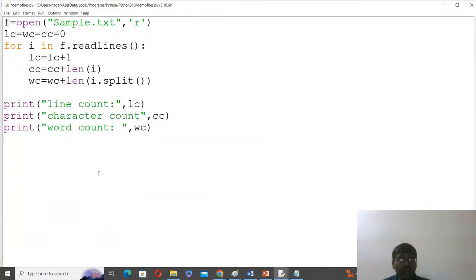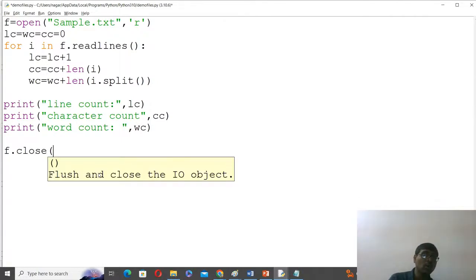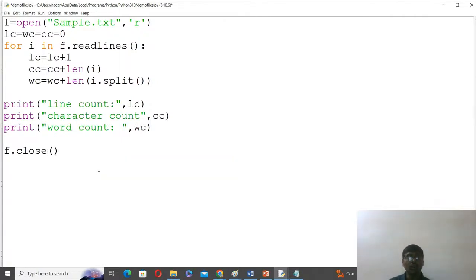But everyone remember, once the program is completed, don't forget to close the file. Even though you are not closing the file, not a problem, the garbage collector does. But you need to manually close the file, then there is no problem.